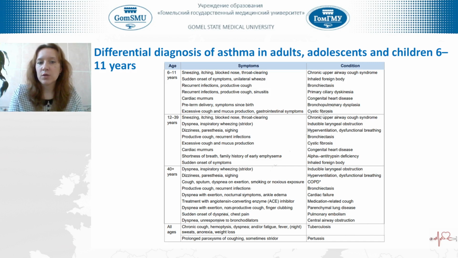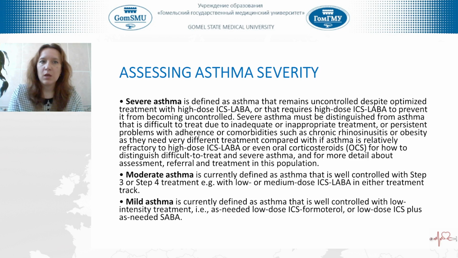For all ages, chronic cough is displayed particularly for tuberculosis. If it's a prolonged paroxysmal cough, it can be pertussis. So you can see that this is a differential diagnosis between COPD, bronchial asthma, tuberculosis, bronchitis, cystic fibrosis. So you can see age, symptoms, and think about another reason, not bronchial asthma. Assessing asthma severity.